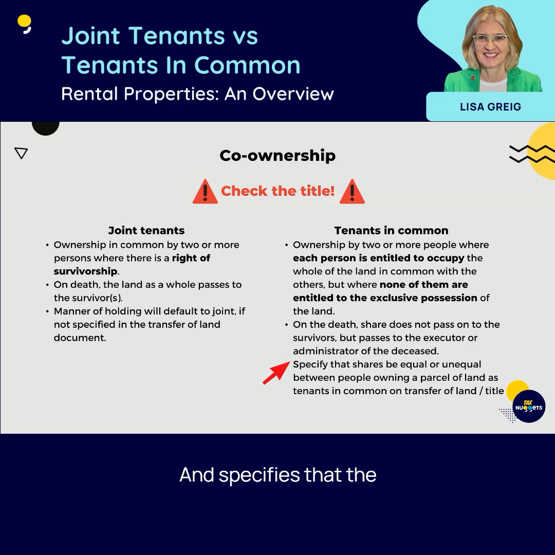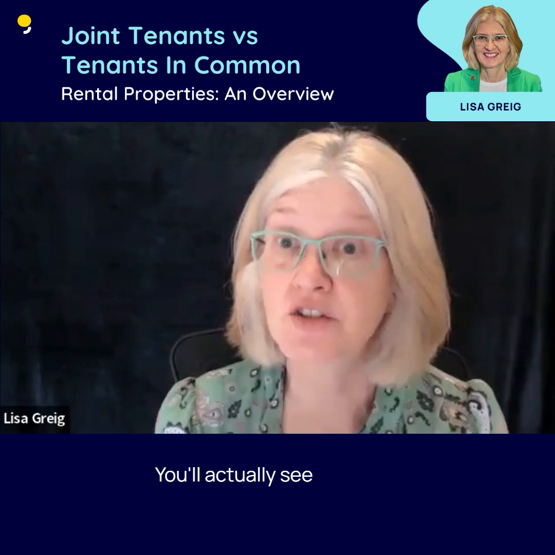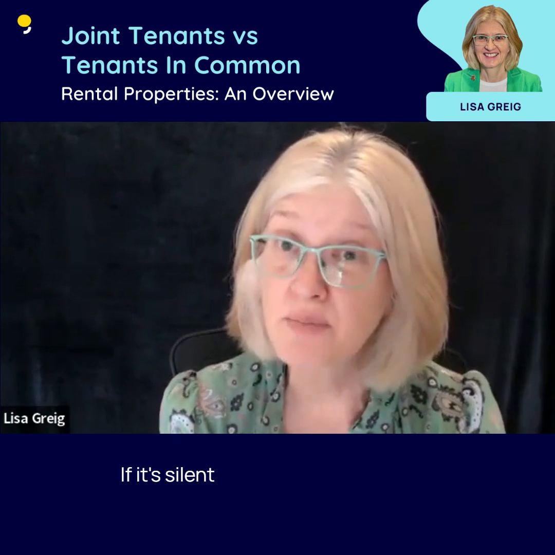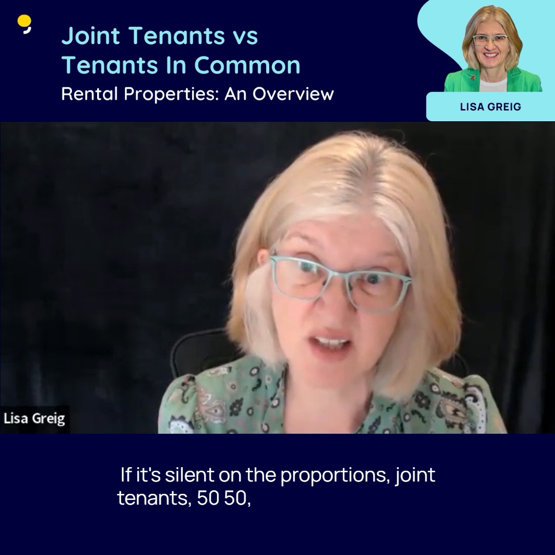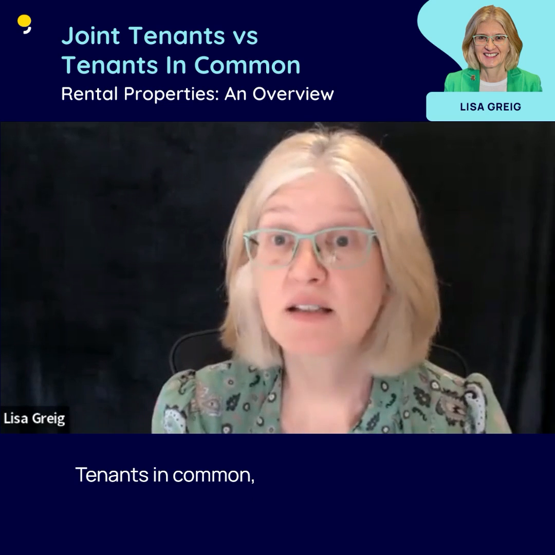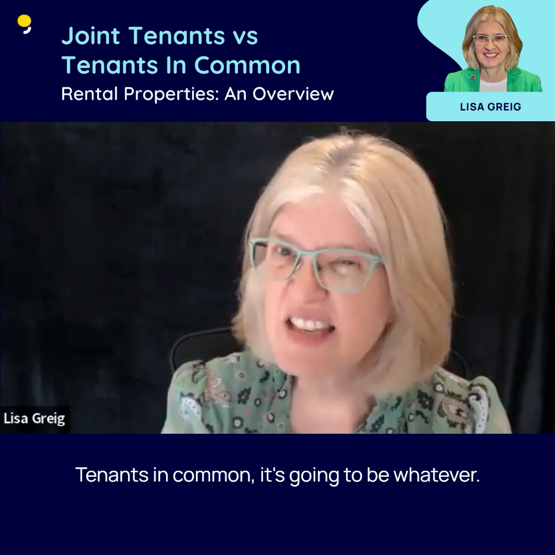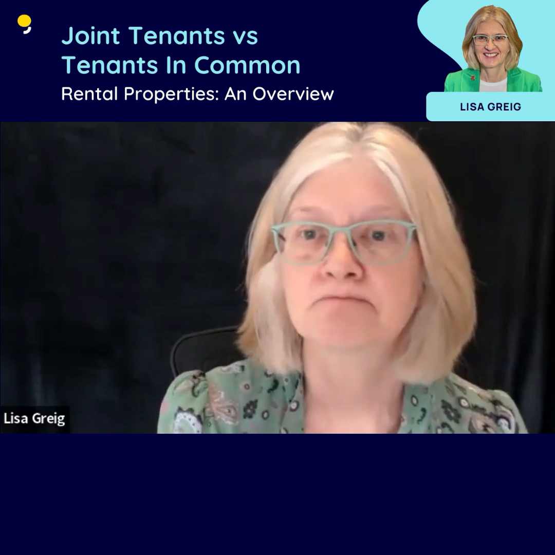And it specifies that the shares are equal or unequal. So on title, you'll see Joyce and Lisa, and it'll be 80% Joyce, 20% Lisa. You'll actually see it on title. If it's silent on the proportions, joint tenants is 50-50 with right of survivorship; for tenants in common, it's going to be whatever is specified. So this is more like what we think of as a partnership.